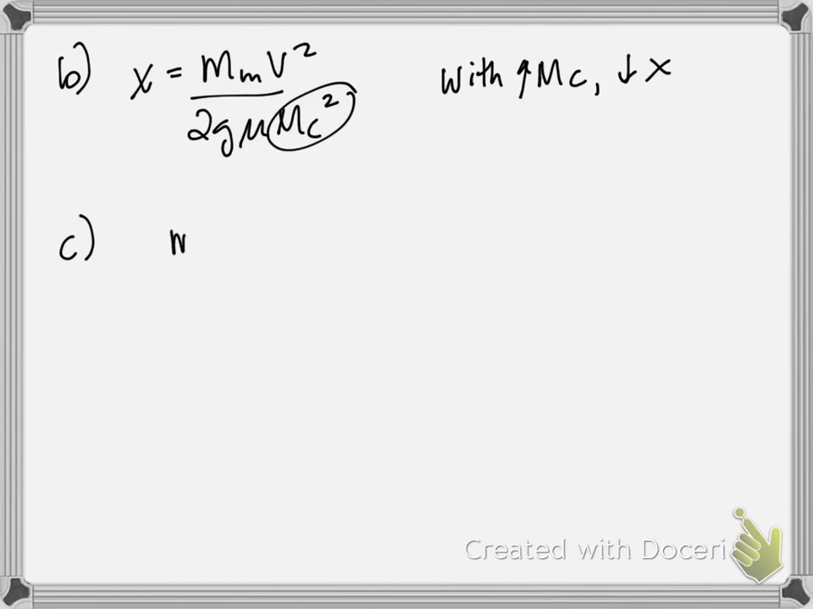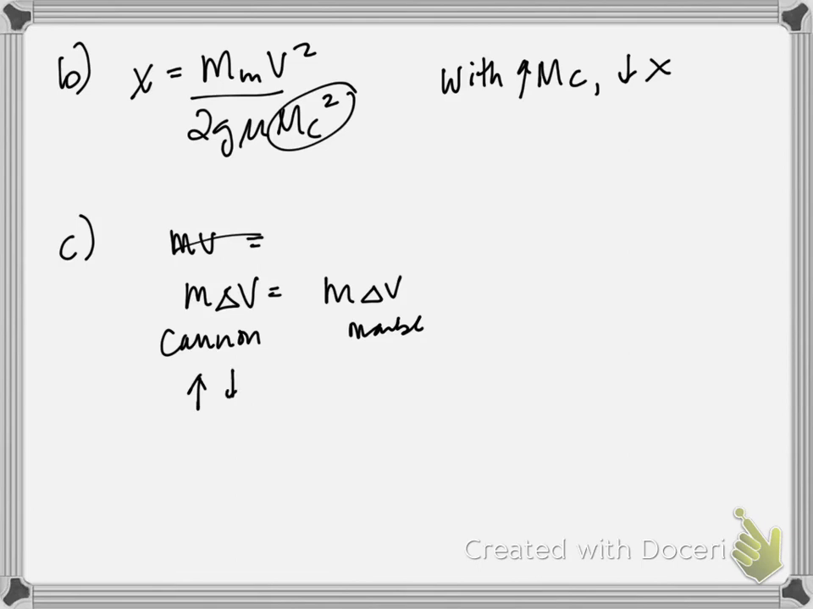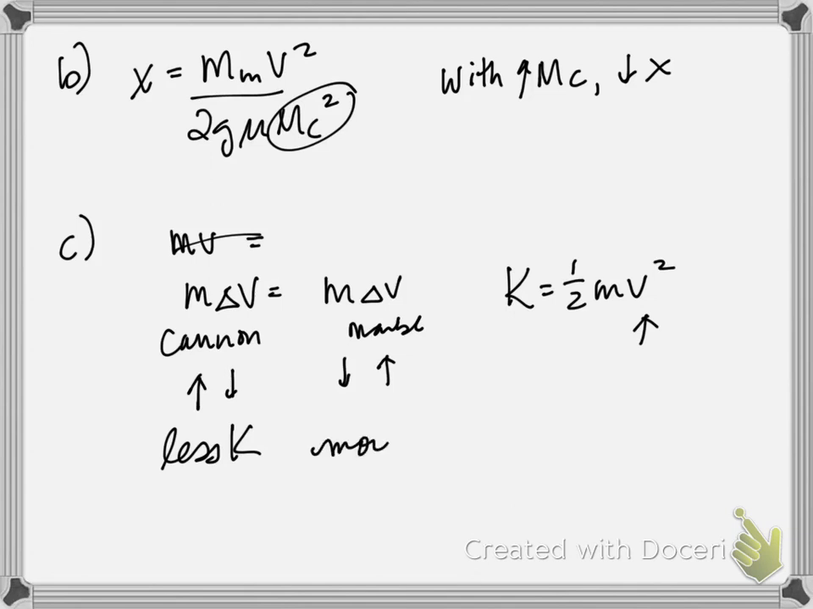Okay, we have m delta v equals m delta v for the cannon and for the marble, right? Now we know that the cannon has a larger mass and therefore a smaller velocity. The marble has a smaller mass and a larger velocity. So even though their momenta are equal, their kinetic energies are not. Kinetic energy favors the velocity. So even though the cannon has a larger mass, it's going to have less K. We've done this before, but it's time to remember that. And the marble is going to have more K because it's going faster, and we square that.